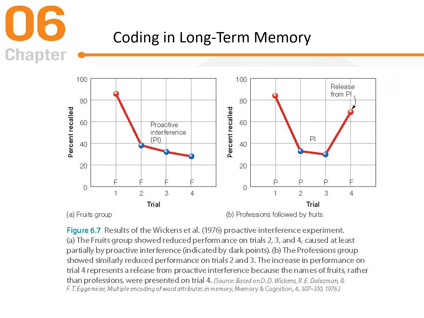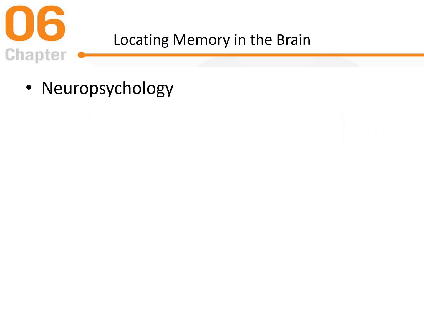And here we're seeing data from that particular experiment. So this would be the fruits group, and what we see is proactive interference, which again is just a decrease in memory that occurs when previously learned information is affecting later learned information. The fruits group is just doing worse as the trials go along because they're getting fruits in every trial. But the professions followed by fruits group has the initial PI effect, but then we see a release from proactive interference in trial 4 because unlike the first 3 trials where they're getting professions, on the 4th trial they're getting a group of fruits to recall.